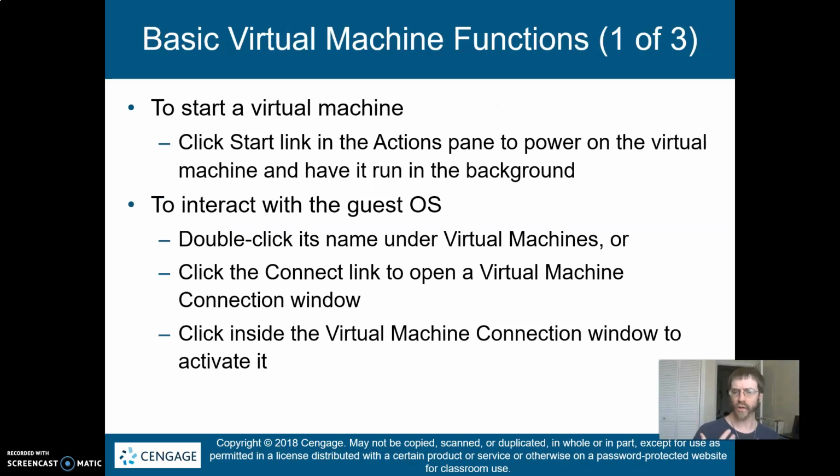To start a virtual machine, you can click the start link in the actions pane, or you can choose connect, and then you'll get a dark gray, almost black box with a start button in the middle and the name of the VM. You click that, and it'll power it up. Otherwise, if you want to interact with the guest OS once it's running, double-click its name, connect to it, go into the connection window, and activate it there.